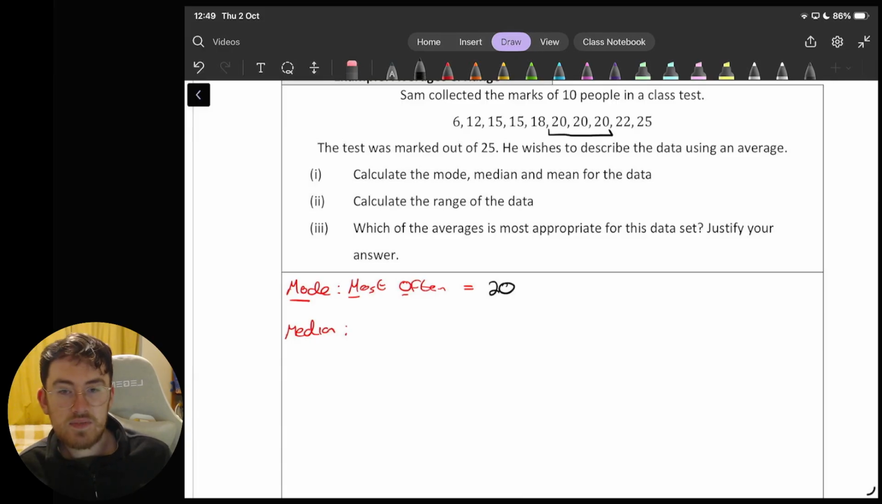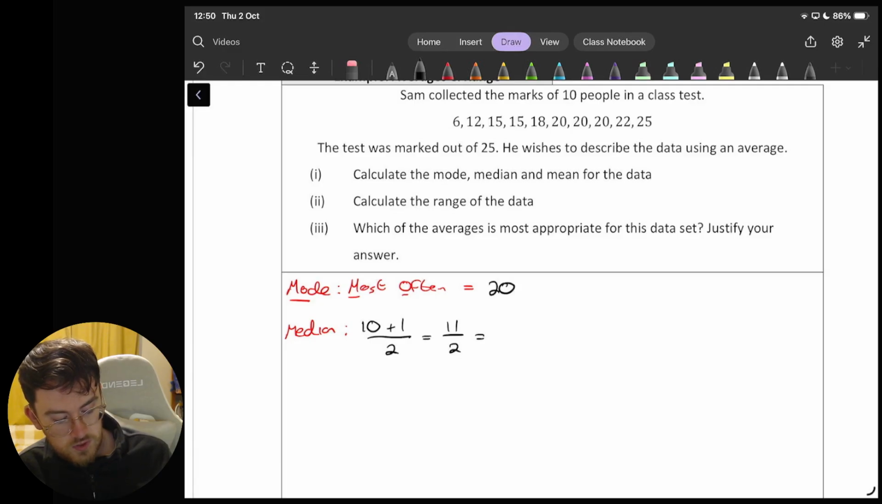To calculate the median, I need to get the middle value out of this data set. I have 10 data points. I add 1 and divide by 2. So that is 11 over 2, which is 5.5. So I need to look between the 5th and the 6th value in my data set. The 5th value is 18. The 6th value is 20.